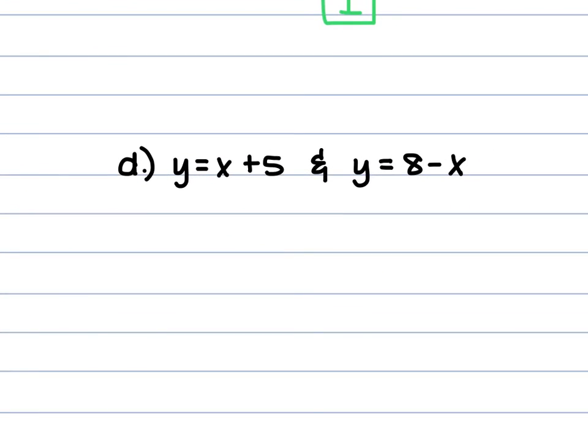For D, we have y is equal to x plus 5. Our slope there is 1. And then we have y is equal to 8 minus x. Our slope there is negative 1. So opposites and reciprocals of each other, these two lines are perpendicular.